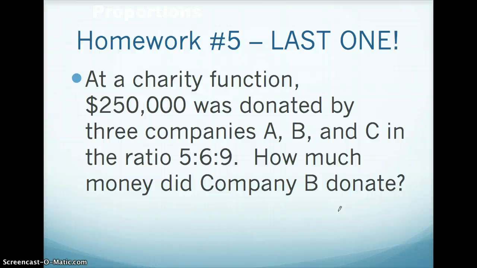And here's the last one. At a charity function, $250,000 was donated by 3 companies, A, B, and C, in the ratio of 5 to 6 to 9. How much money did company B donate?